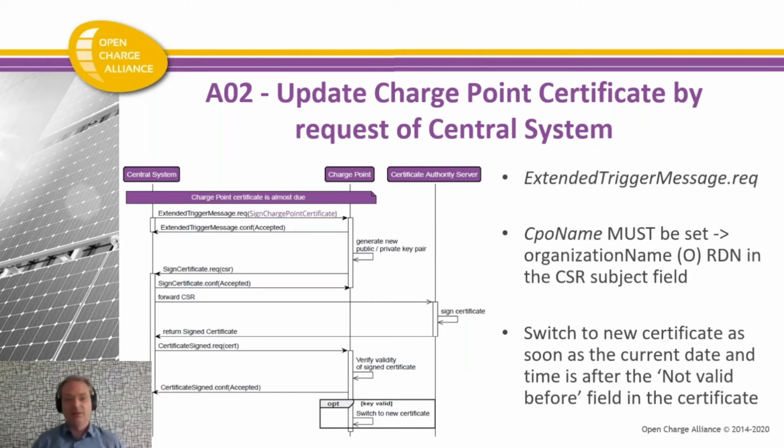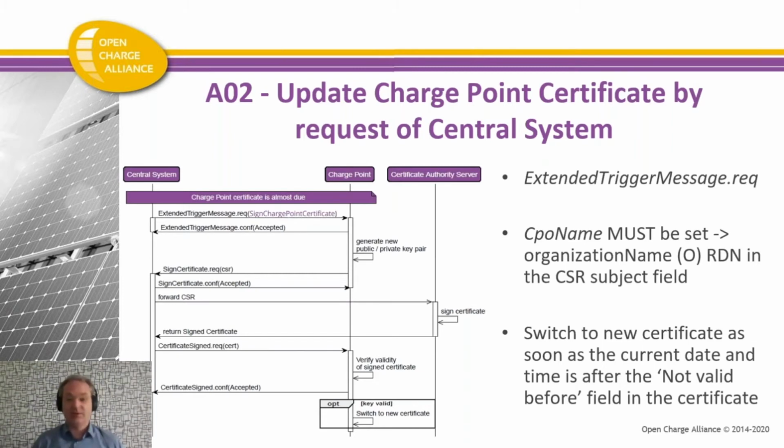by hand. This is done from the charge point in this case, and if it's triggered by the central system, you need a sort of a trigger message for this. Now we decided not to mix this with the existing OCPP 1.6 trigger message, but we created a new message for this, which is called the extended trigger message. And the central system can use that to trigger the update procedure for a charge point certificate.